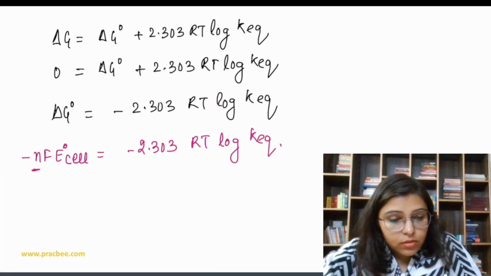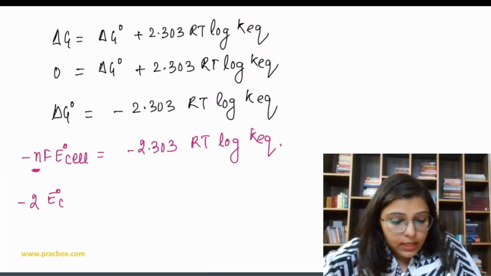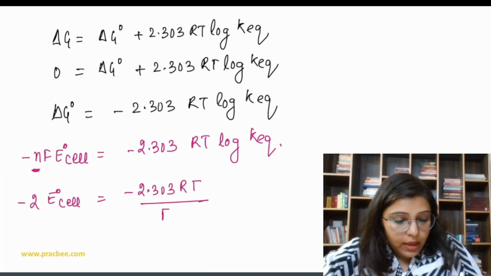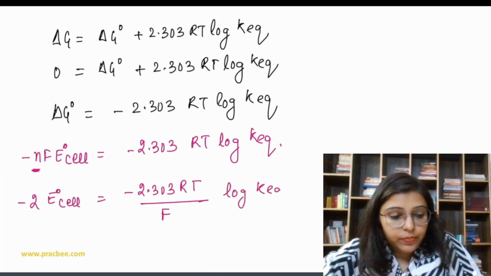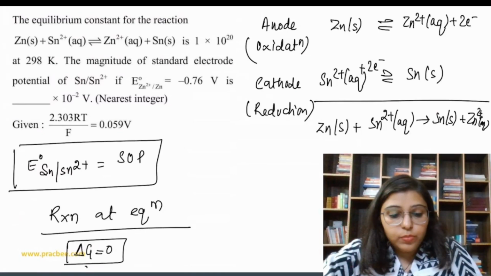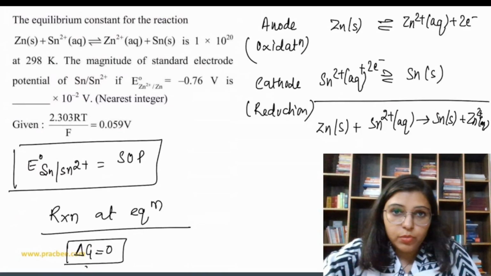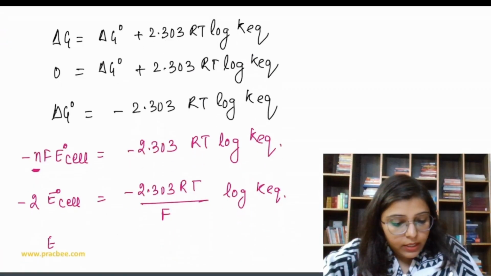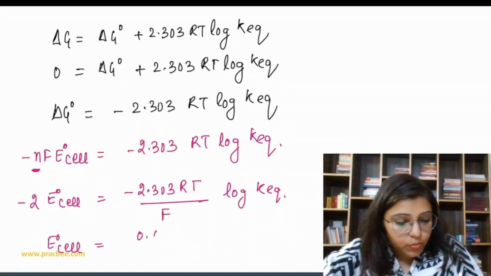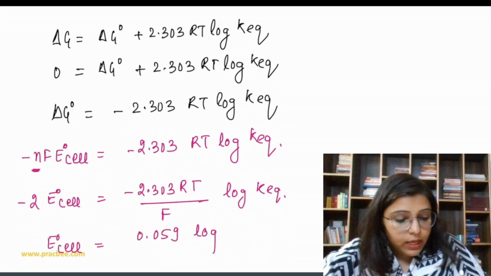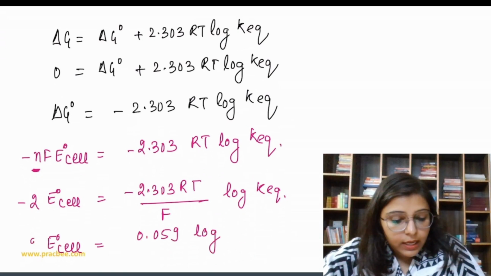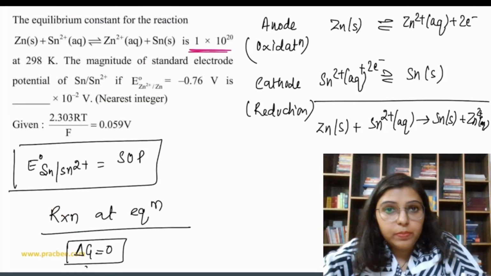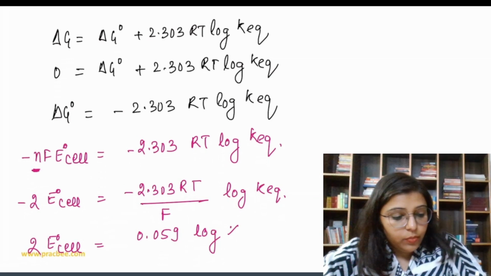Number of electrons in the reaction is 2. E naught cell is equal to minus 2.303 RT upon F log K equilibrium. Now in the reaction, 2.303 RT upon F is equal to 0.059. So here we can write E naught cell is equal to 0.059 log K equilibrium, and K equilibrium is equal to 1 into 10 to the power 20.